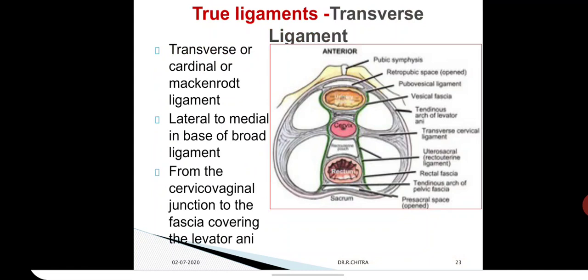Transverse ligaments of the cervix, otherwise called McIntyre's ligament. This is the cardinal ligament of the uterus. If you are asked which ligament is the important support for the uterus, you should not tell the false ligaments, only you should tell this McIntyre's ligament. You can see from lateral to medial, it is passing from the cervicovaginal junction to the fascia covering the levator ani.